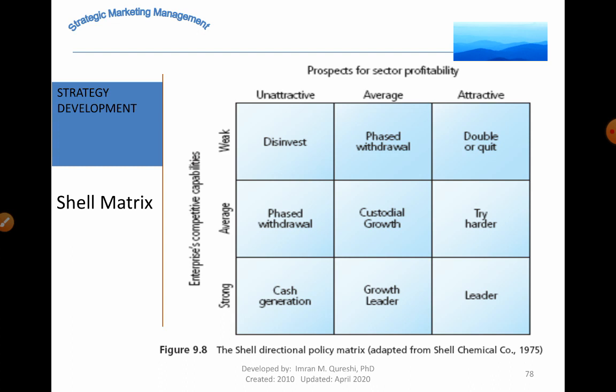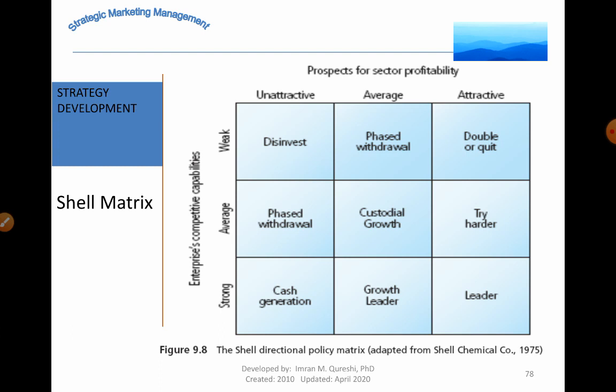Okay, and in this again, we have these three options. In your enterprise competitive capabilities, you have strong, average, and weak. These are the three options there. And in prospect for sector profitability, you have unattractive, average, and attractive. Based on that, wherever your company or your product or SBU or whatever you are using here falls, in whichever quadrant it falls, there is a recommended strategy that is already given here.